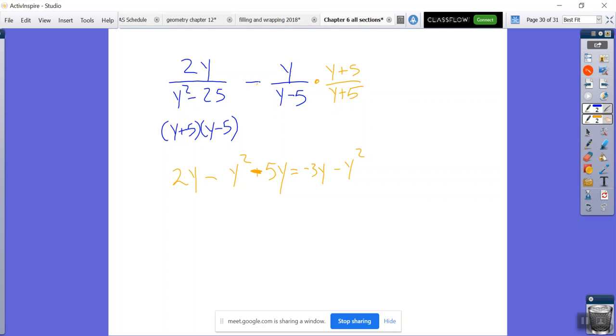All right, so what goes into both negative 3y and negative y squared? y. But you know what, just to make life fun, I'm going to factor out a negative y. So we get negative y times y minus 3, and then we still have our least common denominator, which is y plus 5 times y minus 5.